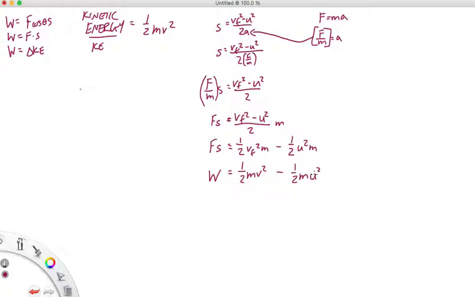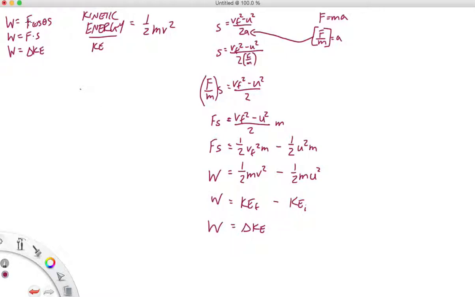And u, remember, is just the initial velocity. So they're really both velocity. This kinetic energy right there, that's velocity. This is also velocity, it's just the initial velocity. So I can say this is the final kinetic energy minus the initial kinetic energy, and that equals work. And if I do that, then work equals the change in kinetic energy, and that's what we're going for, which is really strange, I think.